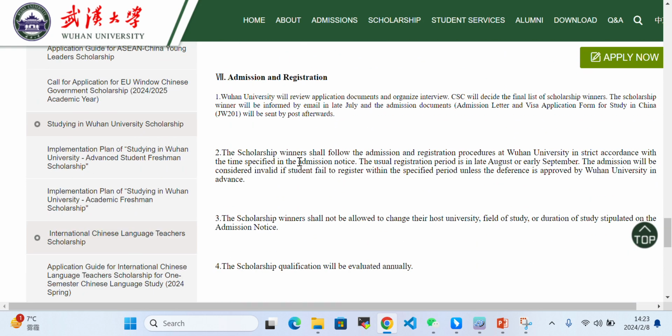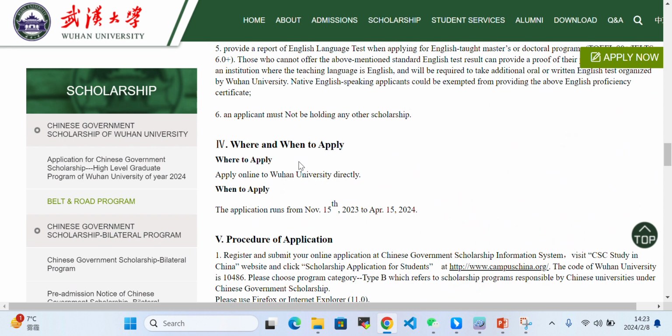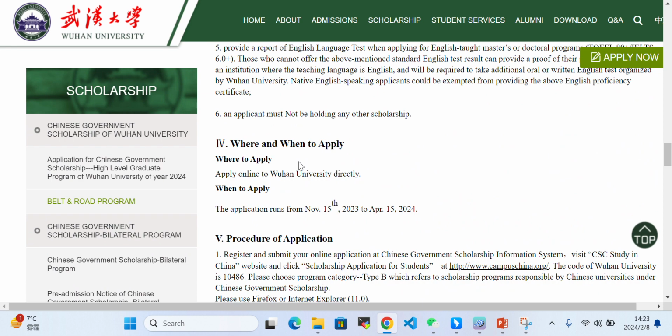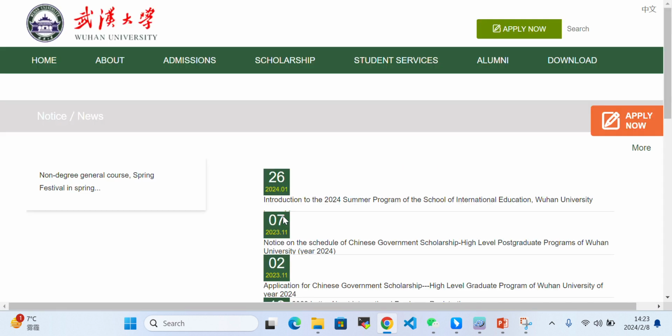Yeah, so these are all the details on how you can apply for the CSC scholarship at Wuhan University. So first you need to register here, and then you will download one application form. Then you need to submit your application here at Wuhan University.